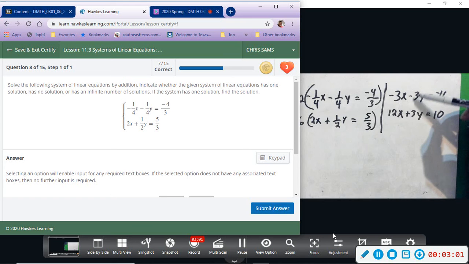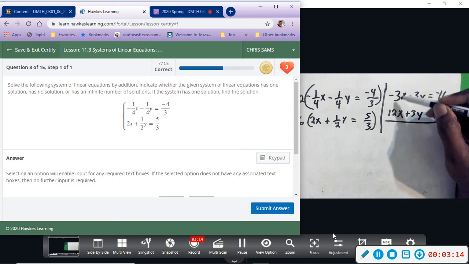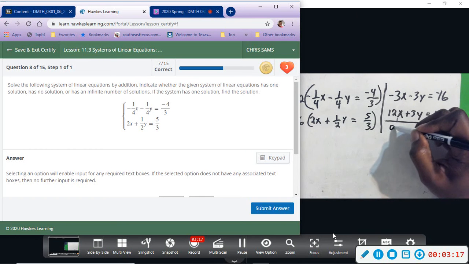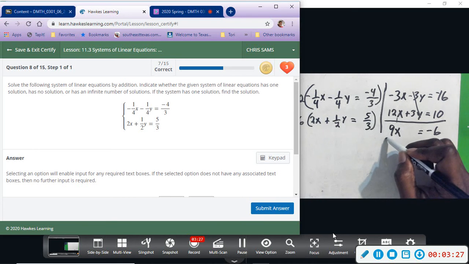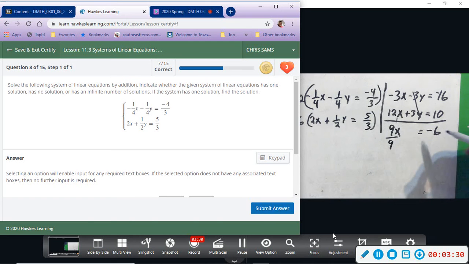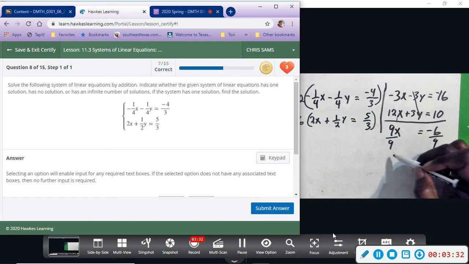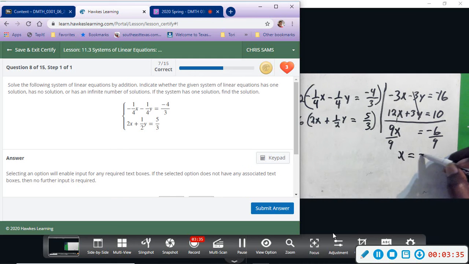Notice y is already opposite sign if we have done our work correctly. Not always going to be the case, but it's already opposite sign and opposite number. So all we have to do is add these two equations up. So we add these, we get a positive 9x. These get eliminated. And then combine these and we get a negative 6. Divide by 9 and we get x equals negative 2/3.